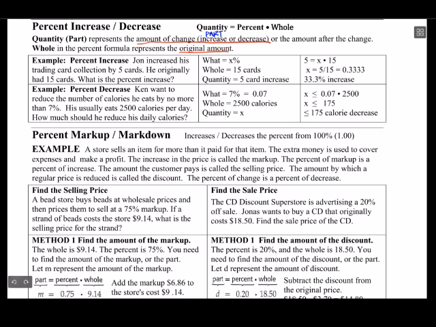John increased his trading card collection by 5 cards. He originally had 15 cards. What is the percent increase? We want to know how much it changed. So our percent is our what? Our whole, which is our original, is 15 cards. And our quantity, our part, is a 5 card increase. This is how much it changed.